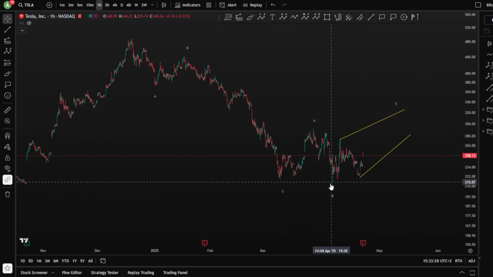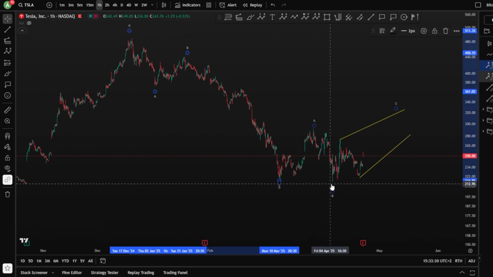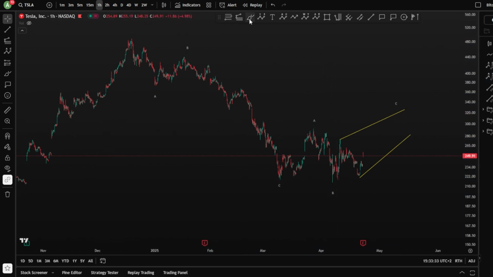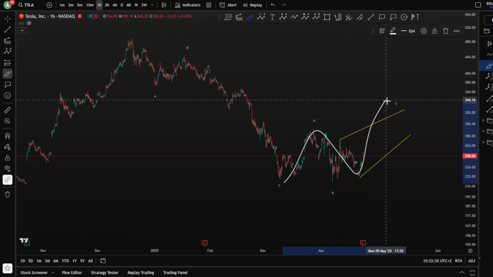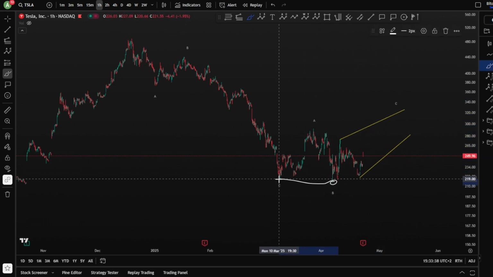Or we can be looking, well, that is a problem, the low again. I was trying, okay, what if we get a leading diagonal from here, but you got the low?